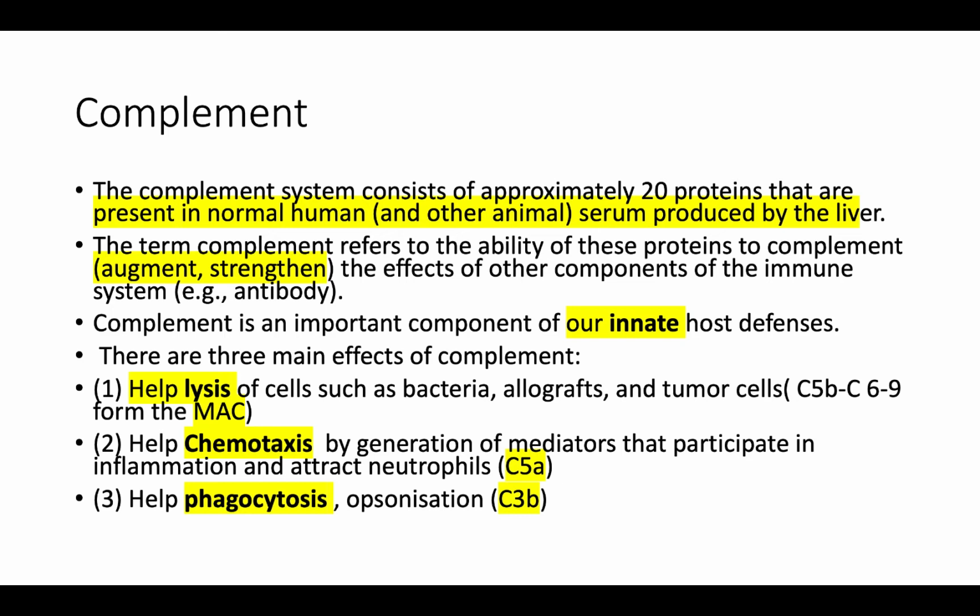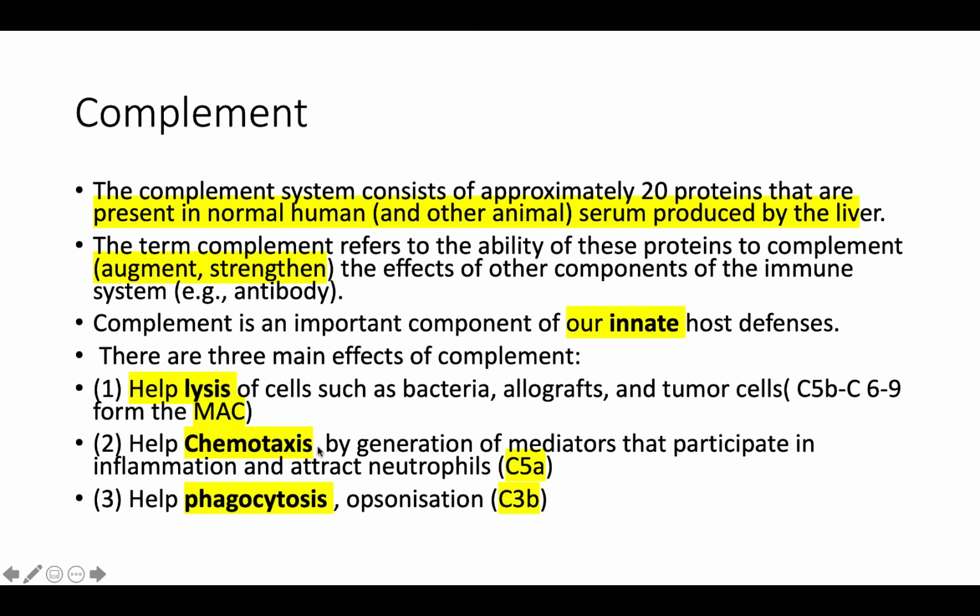It has a direct cytotoxic effect on non-self cells. So allografts, for example, if you put another tissue into the body, the complement system will be activated against these, and they will cause lysis. Bacteria and tumor cells that have lost certain capacities will also be targeted by the complement system. So they can do direct destruction of cells. This is through part of the complement system called the membrane attack complex, the MAC. This is formed from C5b, 6, 7, 8, and 9. So this is the first one.